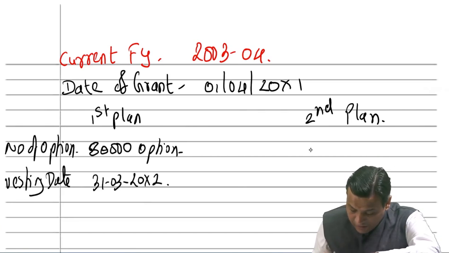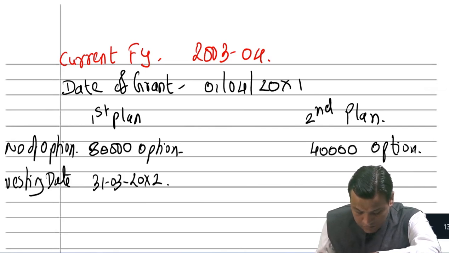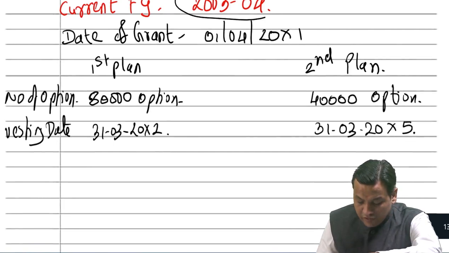Whereas the second plan is 40,000 options, and the vesting date is 31st March 20x5. And friends, what is our current year? 3-4 is our current year.